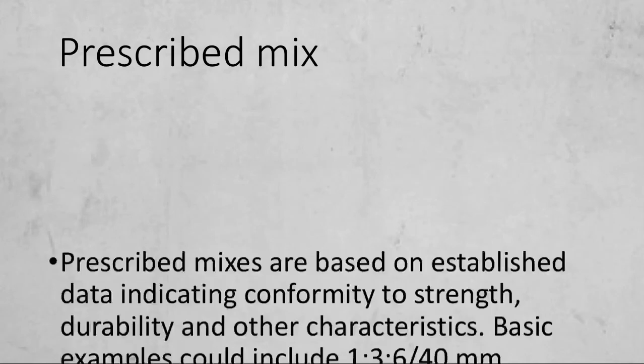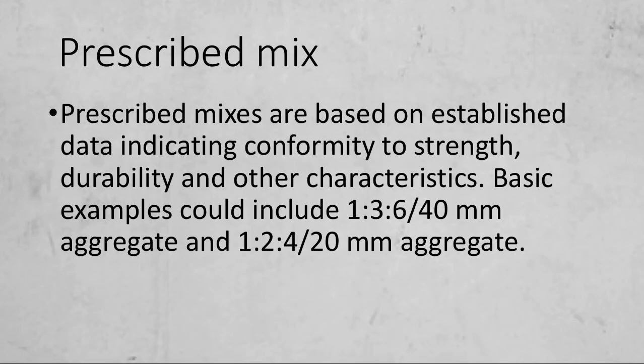Still with the prescribed mix, the prescribed mixes are based on established data indicating conformity to strength, durability, and other characteristics. Basic examples could include 1 to 3 to 6, and we spoke about the ratios. We're going to speak more about it. 1 to 3 to 6 per 40 millimeter aggregate. So it's saying 1 part cement to 3 parts fine aggregate to 6 parts coarse aggregate per 40 millimeter aggregate, and 1 to 2 to 4 per 20 millimeter aggregate. This would be an example of a prescribed mix.